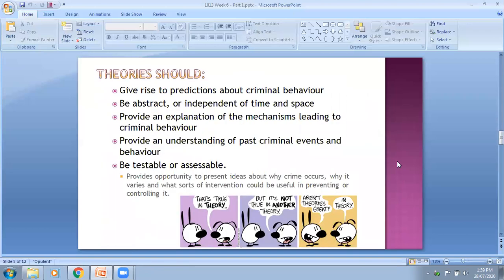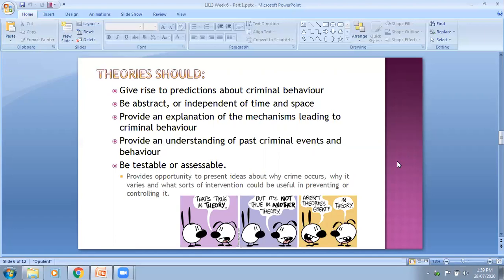So let's try and only go one at a time. So what should theories do? Well, what theories should do is give rise to predictions about criminal behaviour. We are using the theories to find out why people become criminal. So we then can make predictions about who will become criminal and what crimes they may commit.